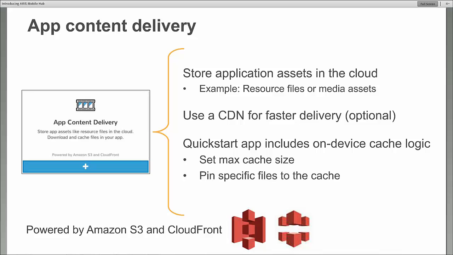App content delivery. The ability to store assets in the cloud, we all have done that many times, but the code to actually engage with the backend to do that, whether through a CDN or not, or using a CDN optionally, all of that's also connected up for you with Mobile Hub. The ability as well to pin specific files to the cache, and the code that does that in your mobile app is provided.